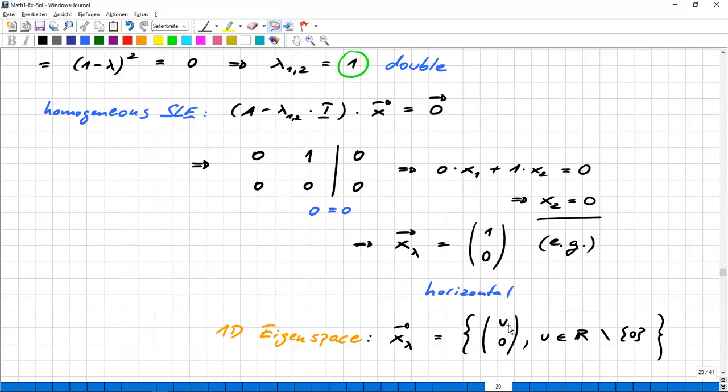So it's all vectors u, 0, where u is an element of R, the real numbers, but excluding 0. This is important. You must always remember, mathematically, if we would allow the 0 here, we would have the 0 vector as an eigenvector. Mathematically, it's a difficult question, actually, because the 0 vector, you could say it always works as an eigenvector. This is because if you apply any matrix to the zero vector, it stays the zero vector. So you could say it's always an eigenvector.